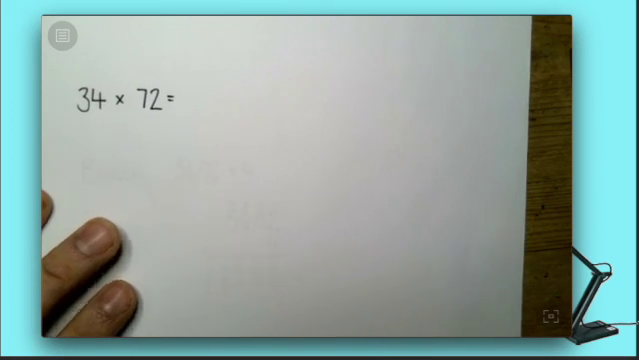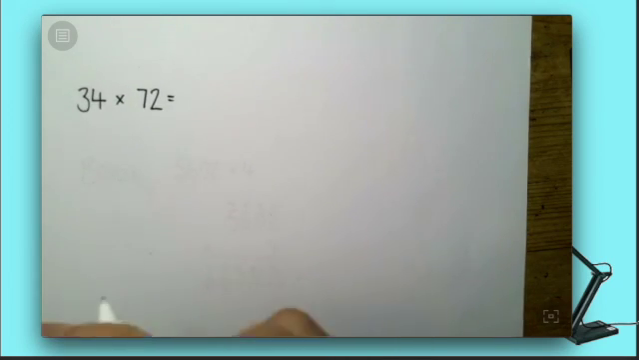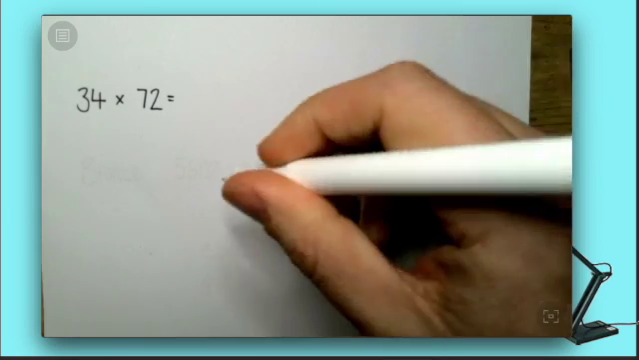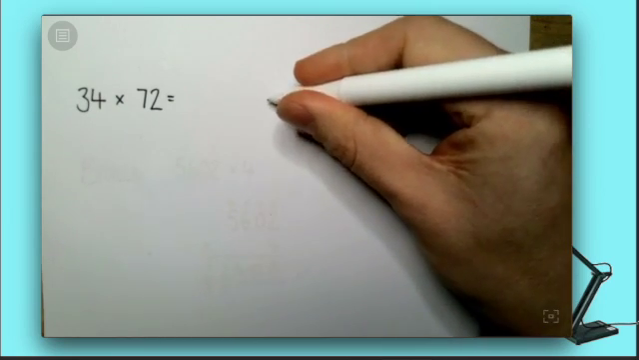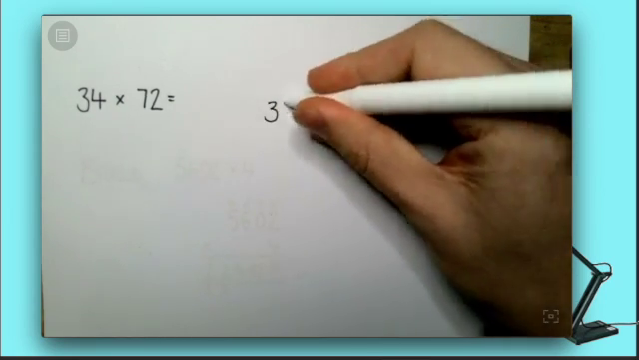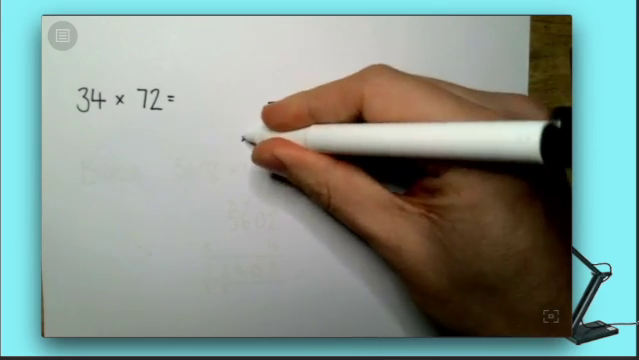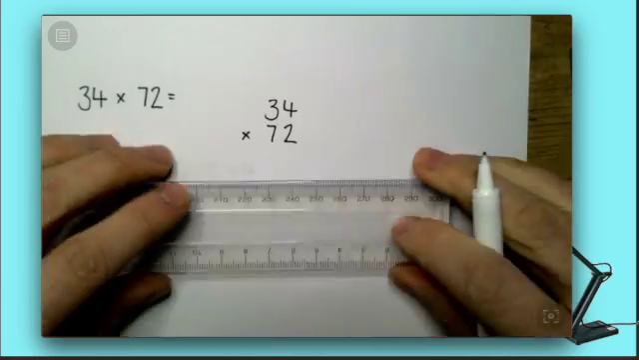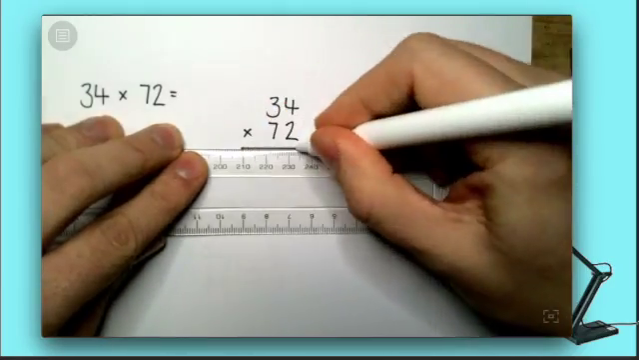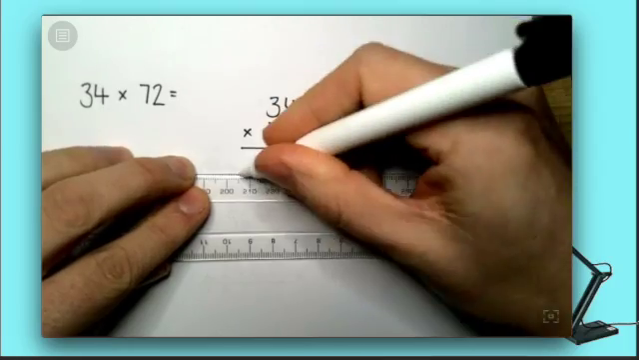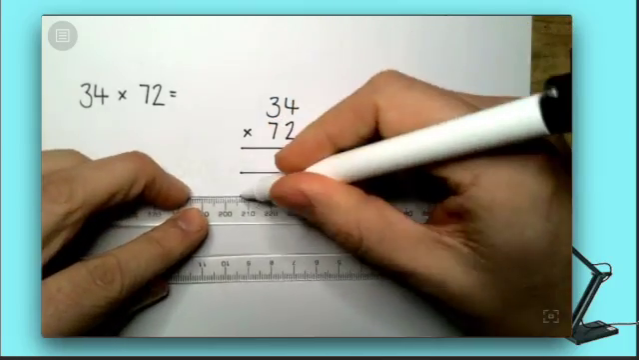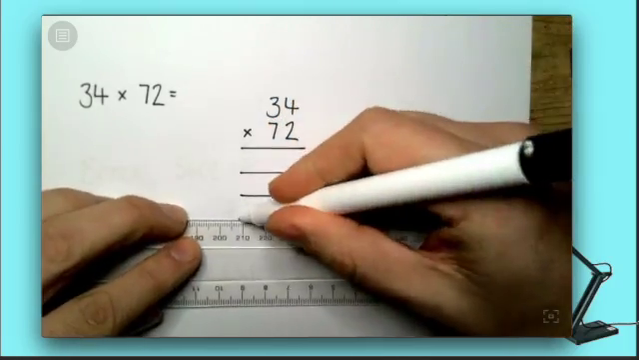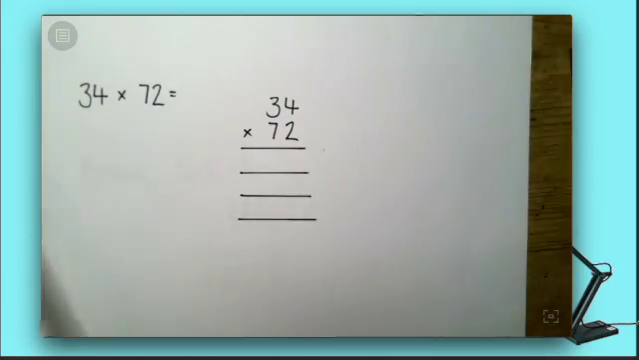Let me go through that again, and I'll talk through it. It might be a good idea to draw along and work it out with me as I'm going. So I'll put my 34 up here times 72. I need my 4 lines, remember? 1, 2, 3, 4. Now I'm good to go.